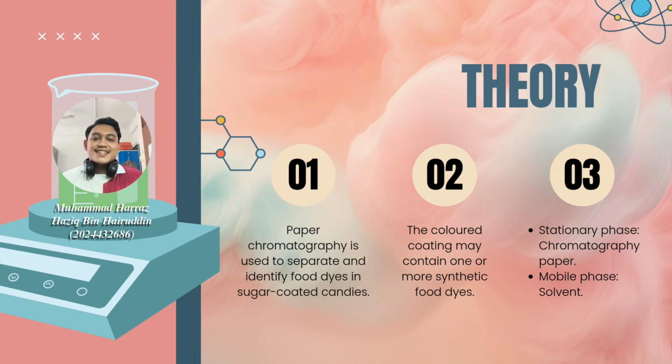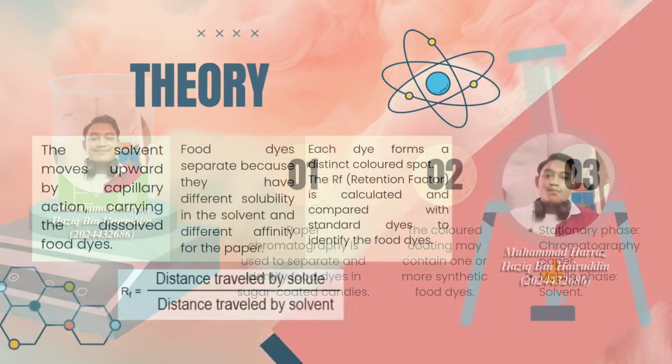Paper chromatography is the analytical technique used in this experiment to separate and identify the food dyes present in sugar-coated candies. The colored outer coating of these candies may contain one or more synthetic food dyes. Since these dyes are mixed together, they cannot be identified just by looking at the candy. Therefore, paper chromatography is used to separate them into individual components. This technique consists of two phases.